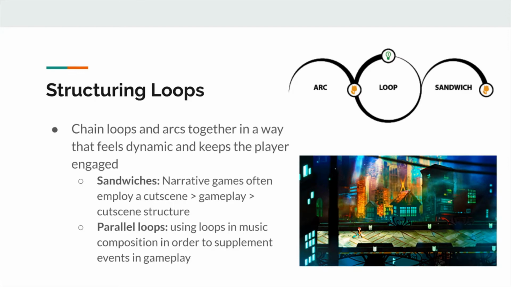This is used in Transistor, which is also made by Supergiant. And in Transistor, there are 3 channels to the music: vocals, percussion, and the rest of the music, so the instrumental part. When you're walking around in the level, only the music channel is playing. When you enter a battle, however, the percussion channel is unmuted, and suddenly the same music gains a sense of urgency, which supplements the gameplay.